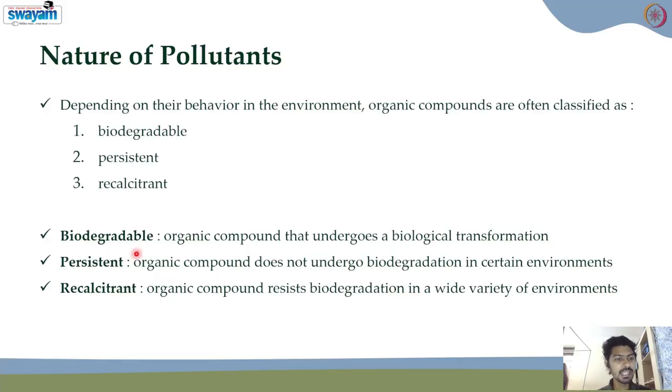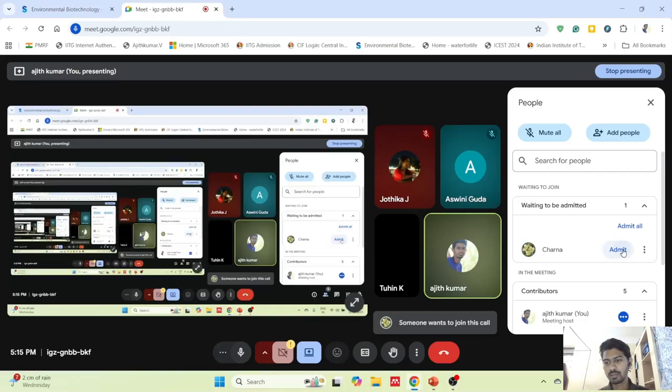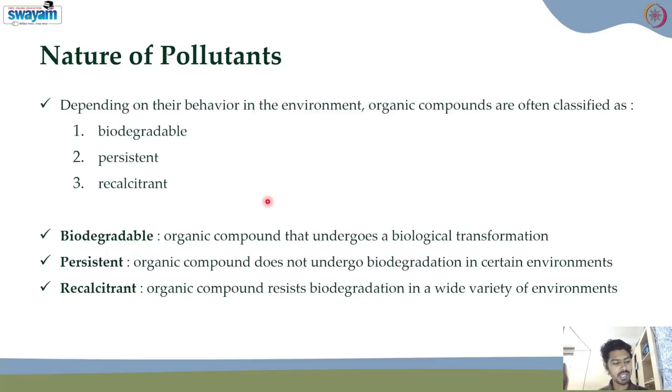So understanding the organic compound and keeping it in a particular category helps us to strategize the approach of bioremediation in the wastewater. So the first aim is to identify the organic compound, whether it is biodegradable, whether it is persistent or recalcitrant.